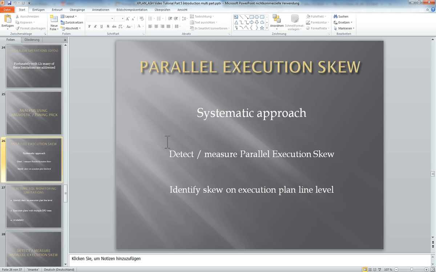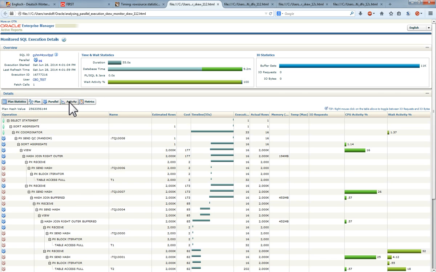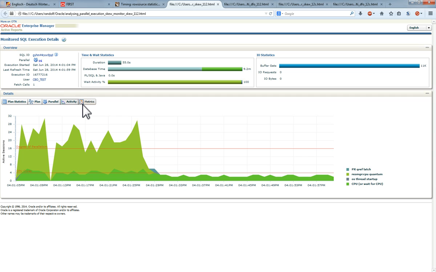And as I've pointed out in the previous part of this tutorial, the real-time SQL monitoring is the preferable built-in tool provided by Oracle in order to address the first question, whether we have a problem with parallel execution skew or not. In this active real-time SQL monitoring report, which is only available from version 11.2 on, there are different detail tabs, and the activity tab is the crucial one, which shows you pretty clearly whether you have a problem with parallel execution skew or not. It draws this line, which is supposed to represent the degree of parallelism, which was in this case 16, as you can see here.